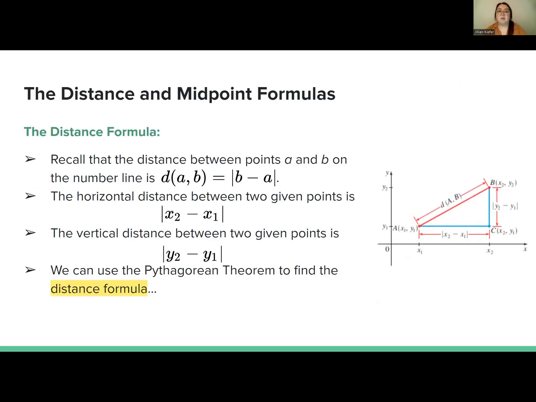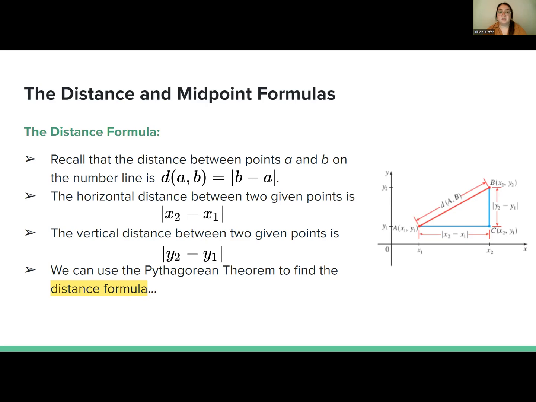So moving on from there, we're going to learn about the distance and midpoint formulas. The distance and midpoint formulas are going to be exactly how they sound. The distance formula is going to calculate the distance between 2 points, and the midpoint formula will calculate the point that lies directly between 2 points.